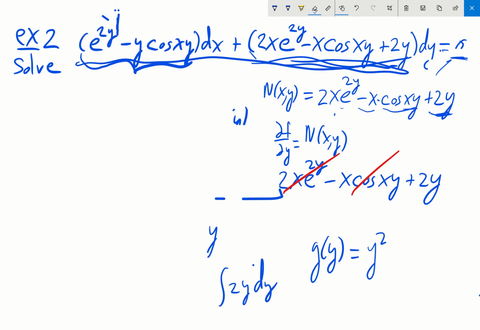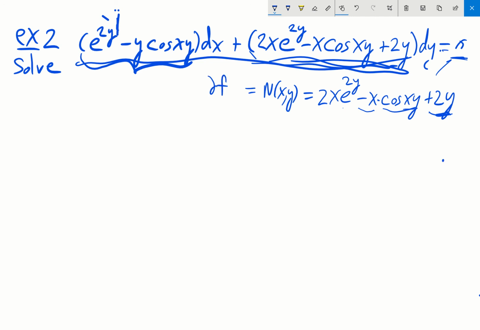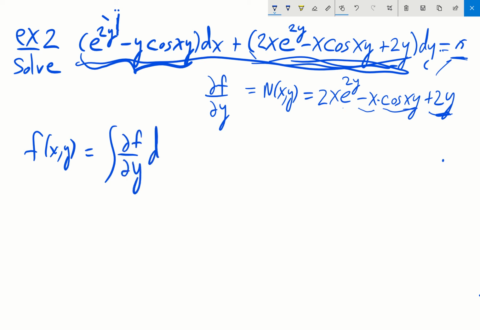So I mentioned this a moment ago, but typically I try to be as consistent as possible. So I'll always integrate M with respect to x if it's exact to find my function f. But we know that N, when it's exact, was the partial derivative of some function f with respect to the y variable. So another way to find f of x comma y is alternatively we could have integrated that function N dy.